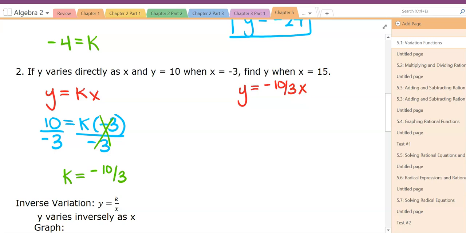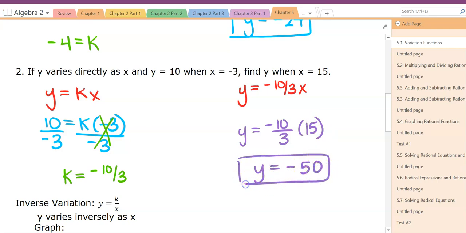So the second half of the problem says find y when x equals 15. So we're going to take negative 10/3 times 15, and we end up with negative 50.